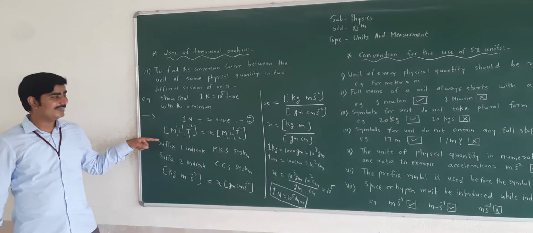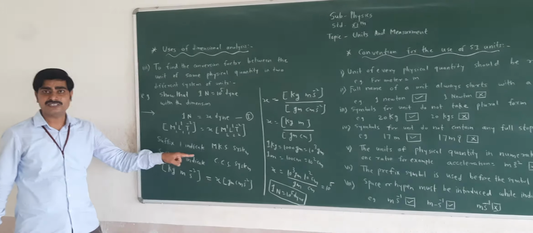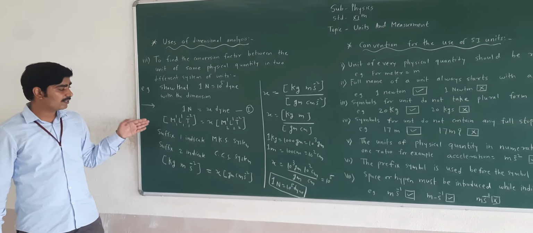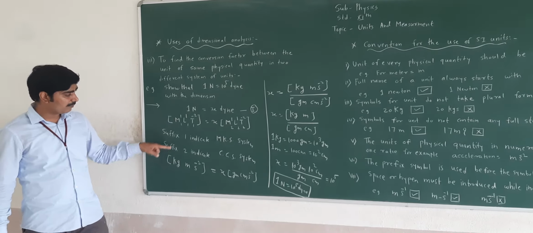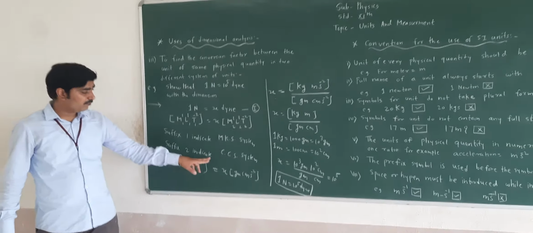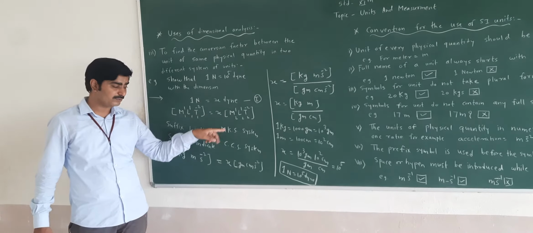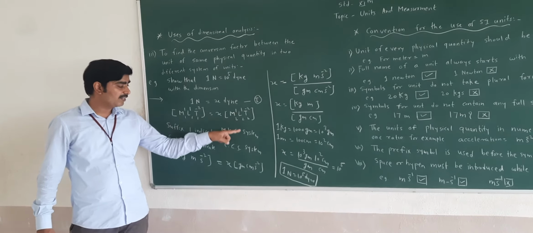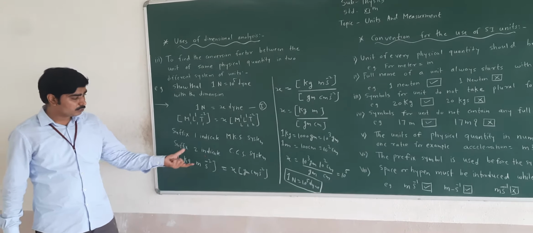Suffix 1 indicates it is the MKS system. Suffix 2 indicates it is the CGS system. So in the MKS system, meter, kilogram, second: mass is measured in terms of kilogram, length in terms of meter, time in terms of second. And for suffix 2, the CGS, mass is measured in terms of gram, length is measured in terms of centimeter and again second raised to minus 2.